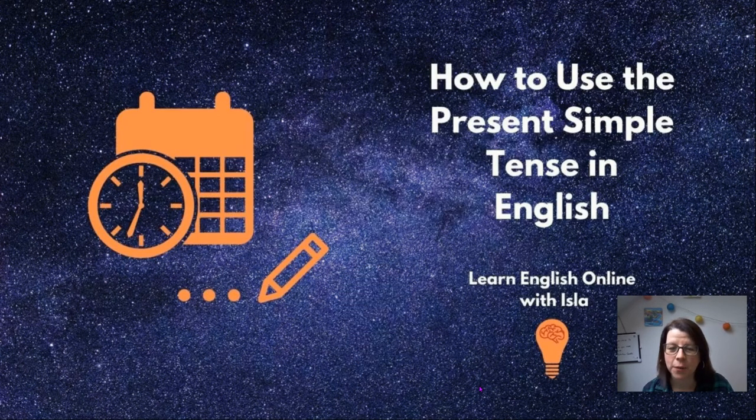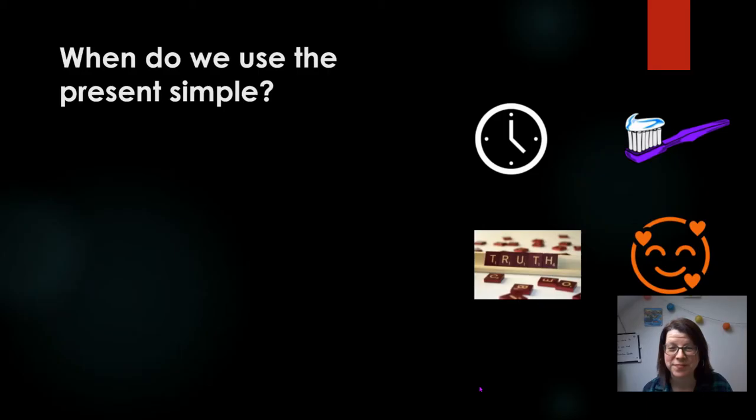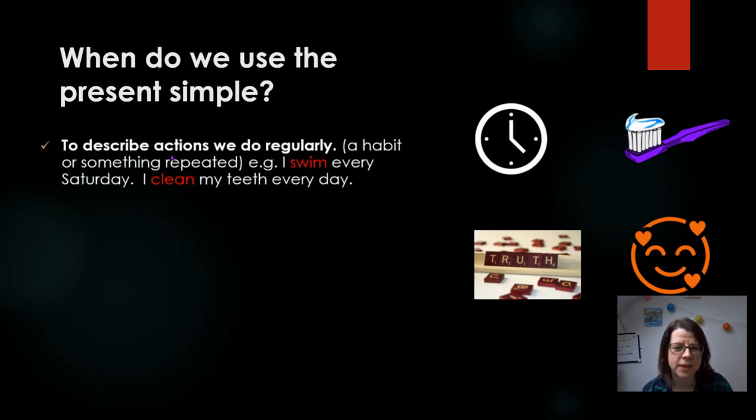In this video, I'm going to talk you through how to use the present simple tense in English. So, when do we use the present simple? Okay, so we use the present simple to describe actions we do regularly. So maybe a habit or something that we do repeatedly.